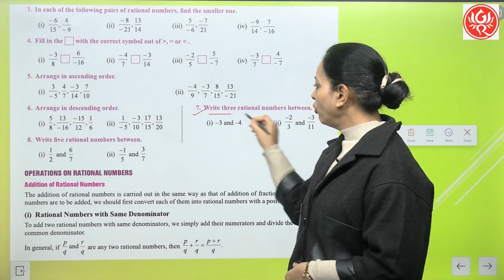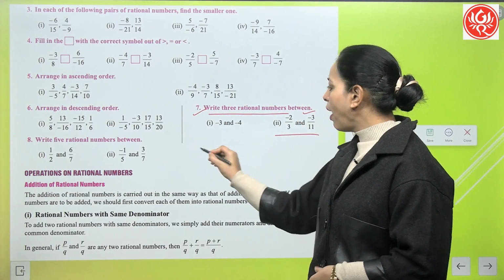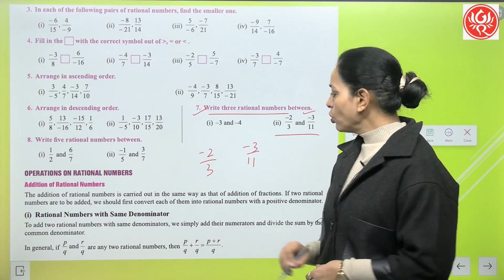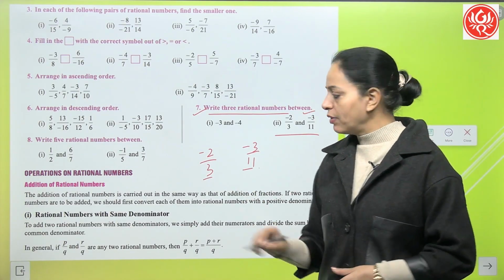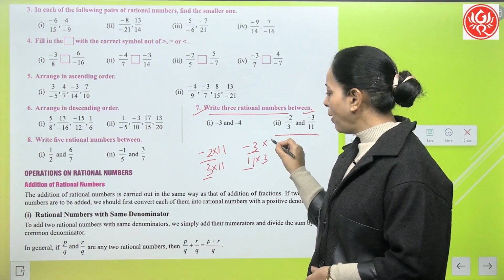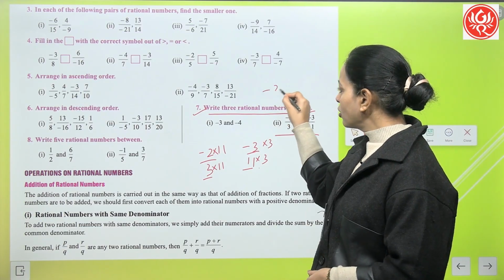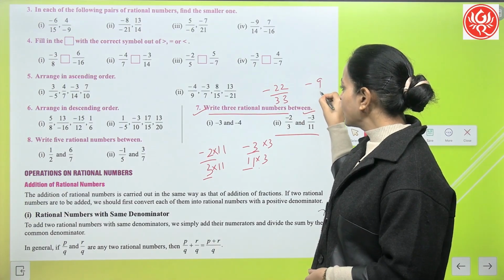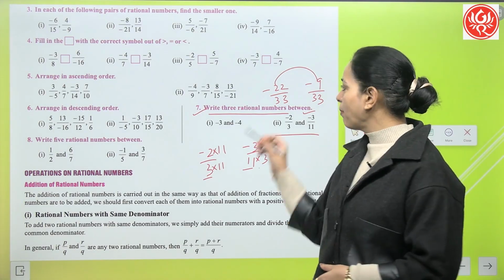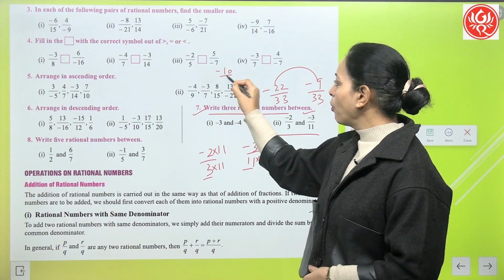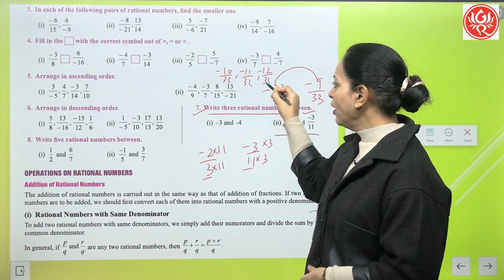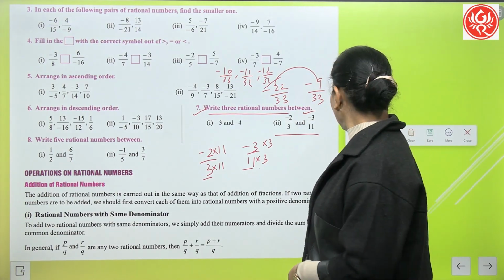Now question number 7, write 3 rational numbers between, like second part, minus 2 by 3 and minus 3 by 11. So what to do? Make the denominator same. इसको हम बना दें 33. So multiply by 11, multiply by 3. So what are you getting? Minus 22 upon 33, minus 9 upon 33. Now you can write the numbers between minus 9 and minus 22. So minus 10 upon 33, minus 11 upon 33, minus 12 upon 33. So like this, right? So I hope these are clear to you.